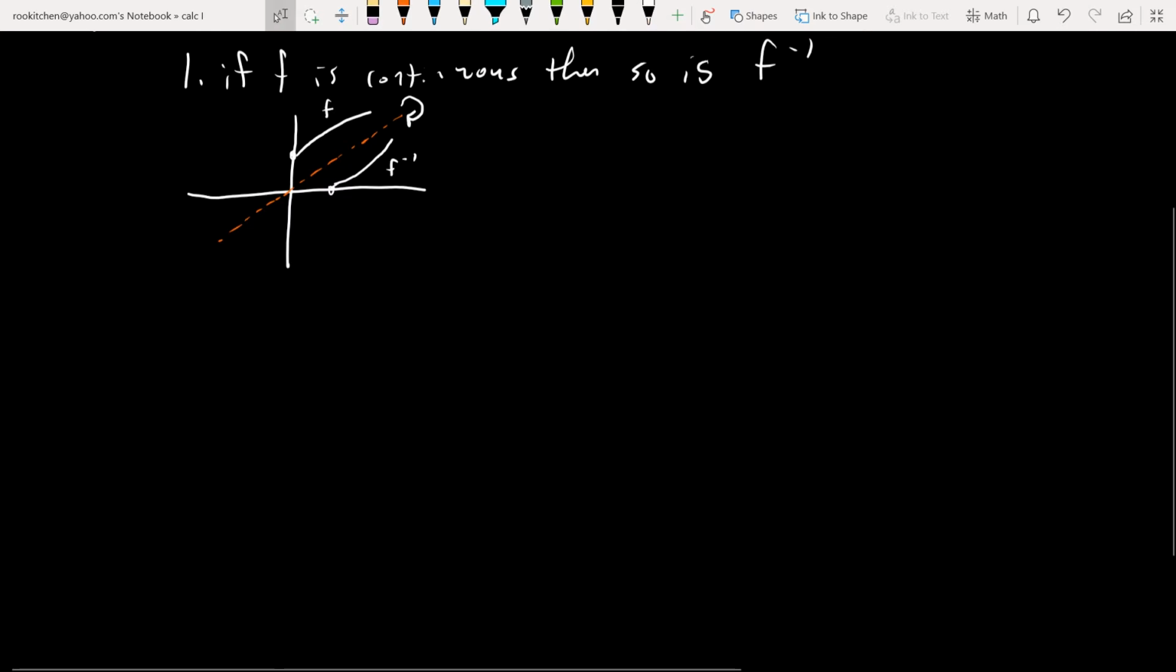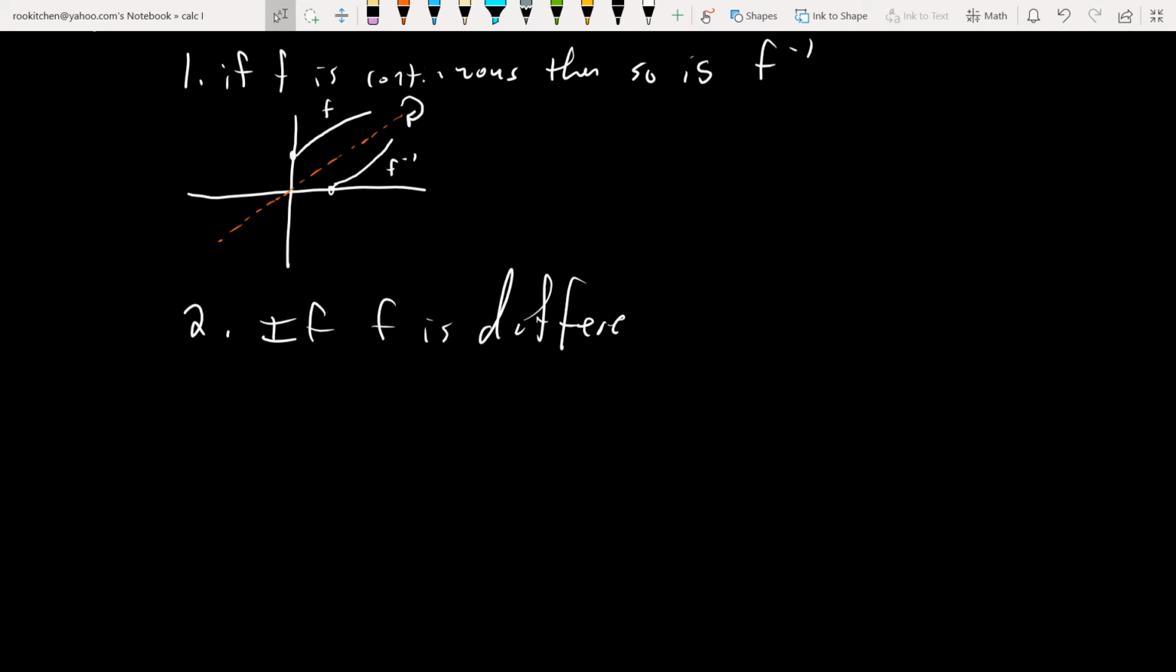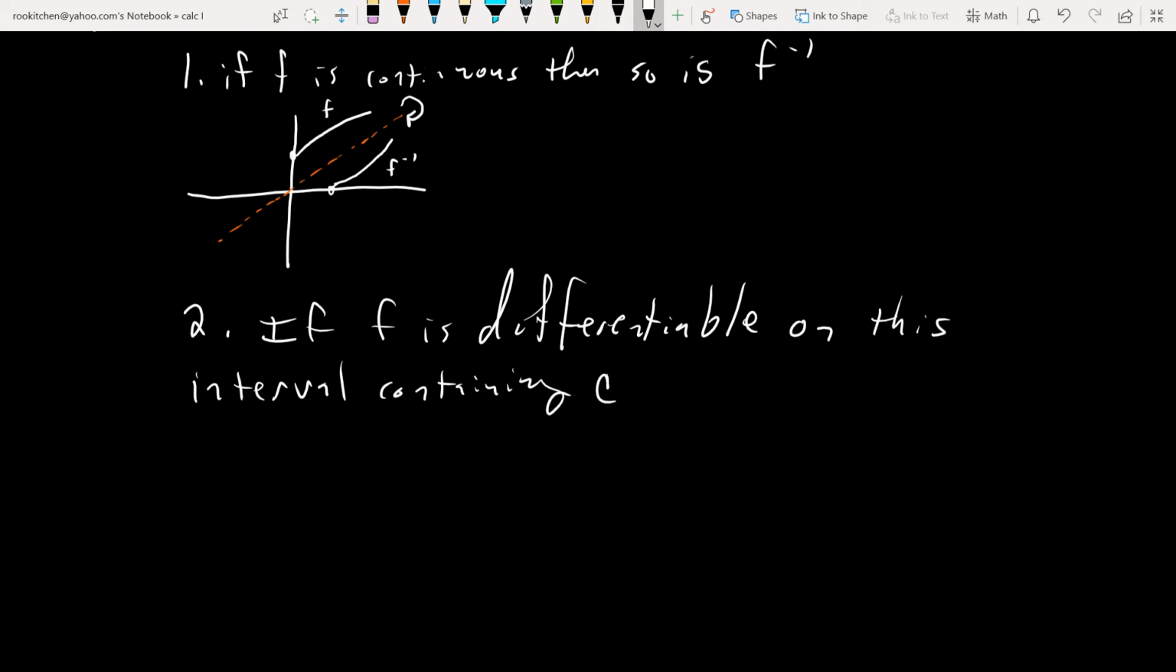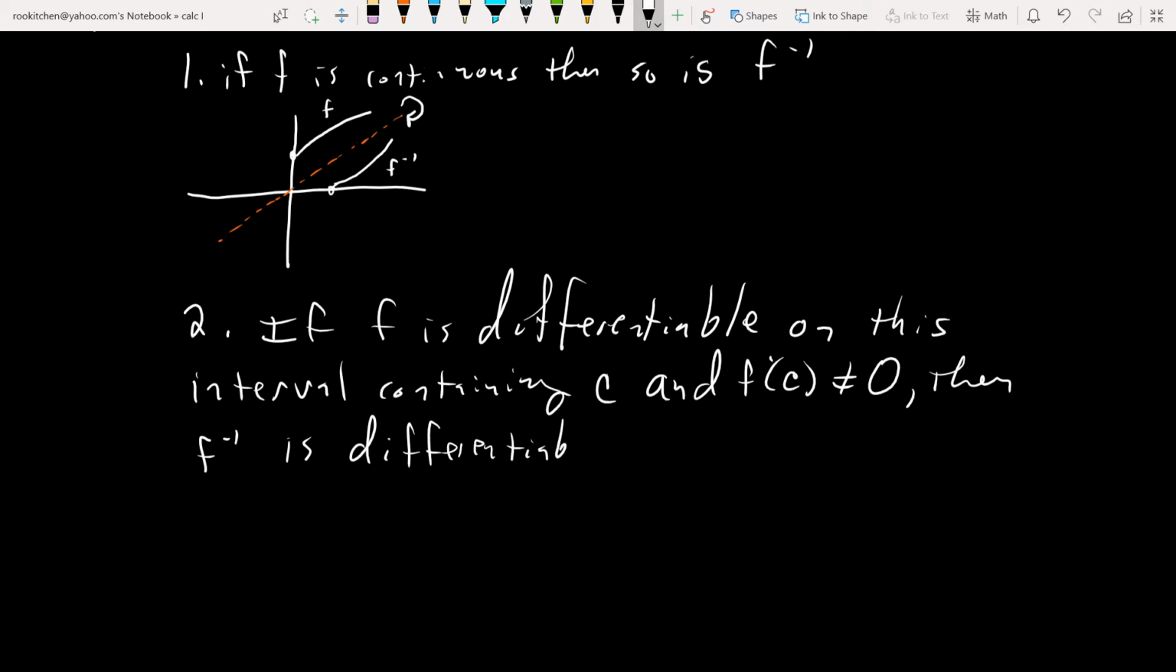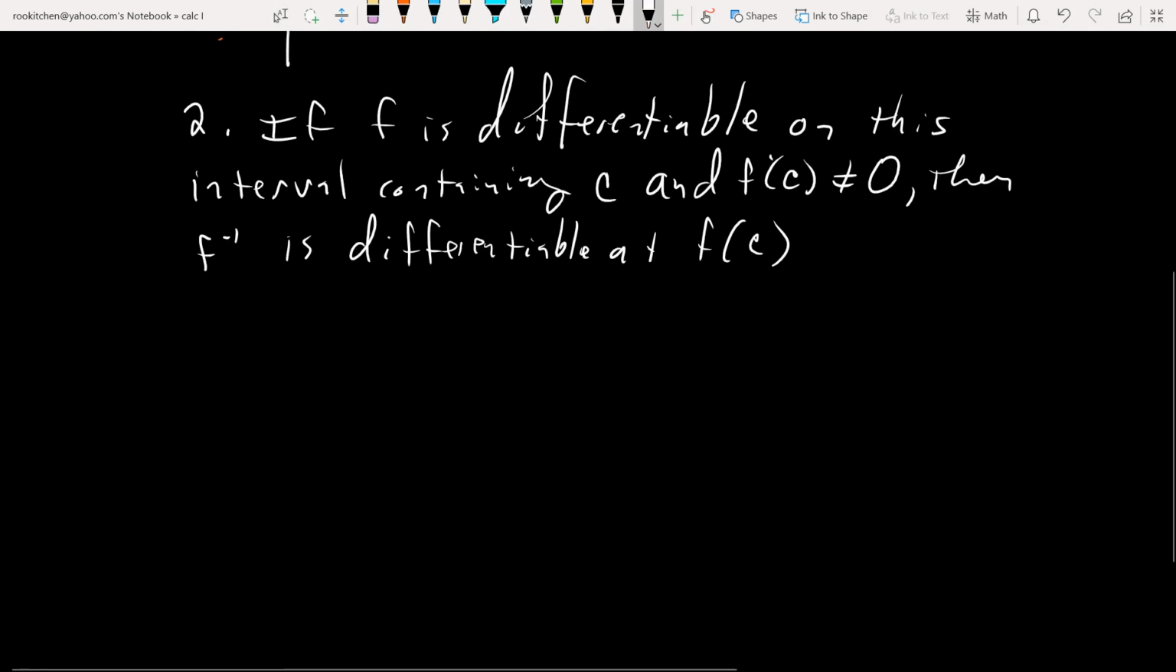Okay. The second factoid is that if f is differentiable on this interval containing c, and f prime of c is not equal to 0, then f inverse is differentiable at this point, at f of c. Again, geometrically, this is kind of obvious.